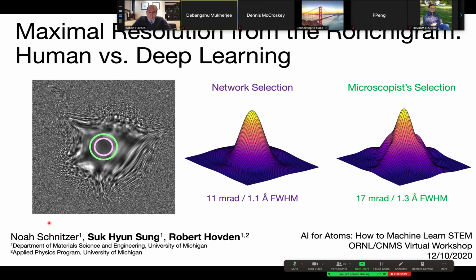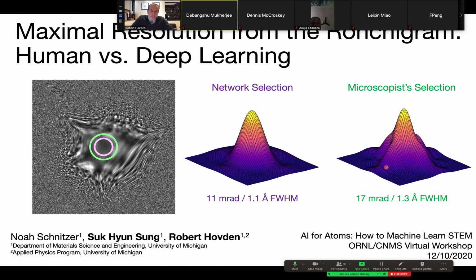So on the right-hand side is an image of the so-called Ronchigram, and in it is the aperture selection chosen by a microscopist, as well as a deep learning network shown in pink. So when we look at the microscopist selection of an aperture here, highlighted in green, we see the probe formed on the right has a full width half max of 1.3 angstroms, corresponding to a 17 milliradian choice.